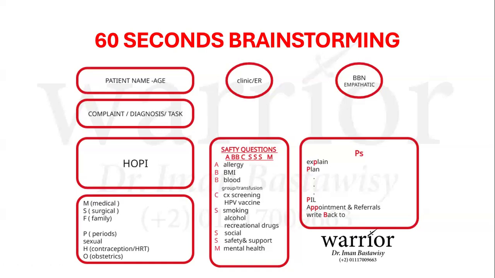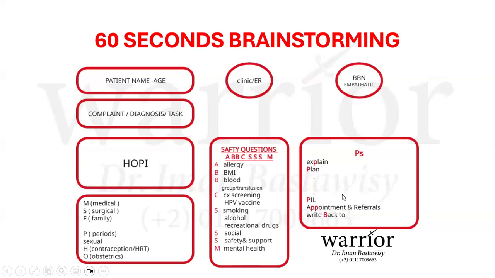And I used to remind myself by the letters A, B, B, C, 3S and M. So A for allergy, B for body mass index, B for blood, either group and transfusion concern, C for cervical screening or the HPV vaccination, of course, according to the patient age. 25 and above, I'm going to ask about cervical screening. Below, I'm going to ask about the vaccination. Now, smoking, alcohol, and recreational drugs, social and safety and support is very important, and mental health.